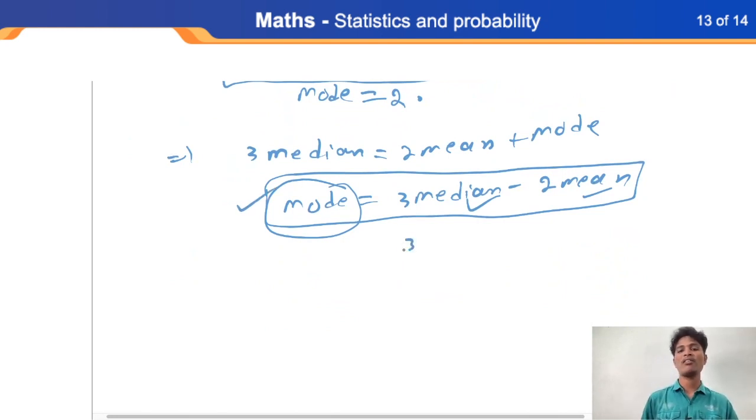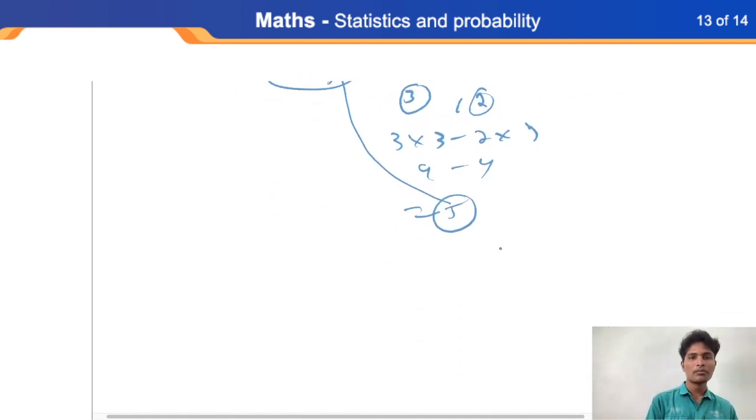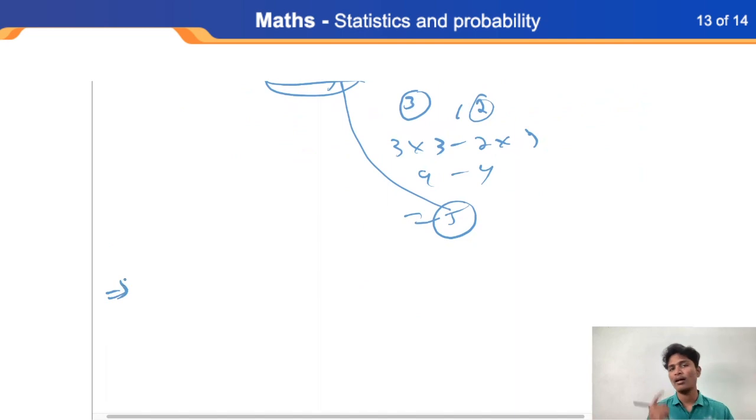So if median is equal to 3 and mean is equal to 2, you can calculate 3 into 3 minus 2 into 2. How much will you get? 9 minus 4, you will get 5. So this 5 is called mode. By using this relation, you can find it directly. There is no need of any observations. Now we have completed the 3 central tendencies, that is mean, mode and median.